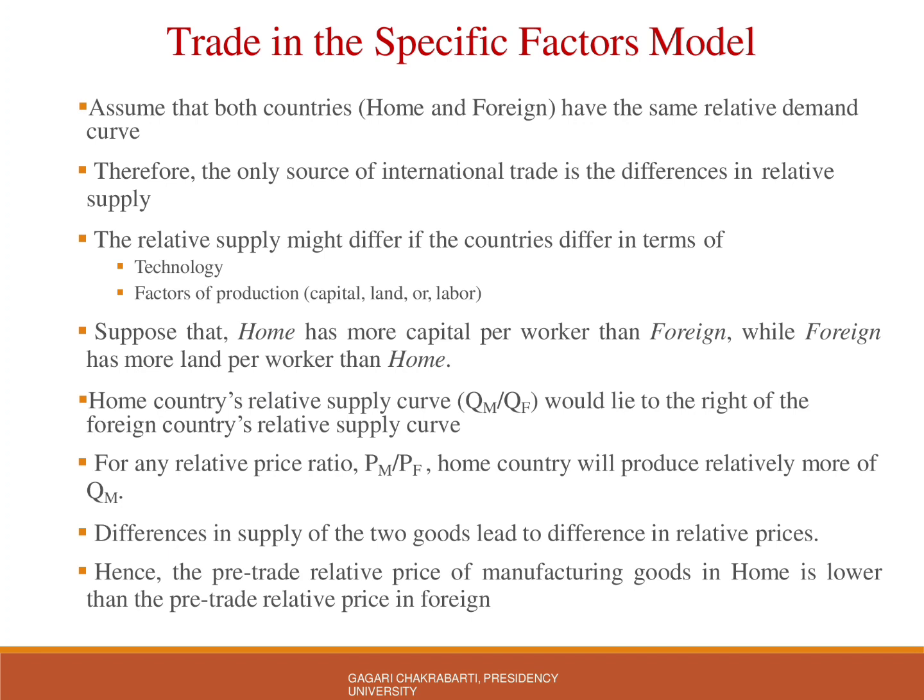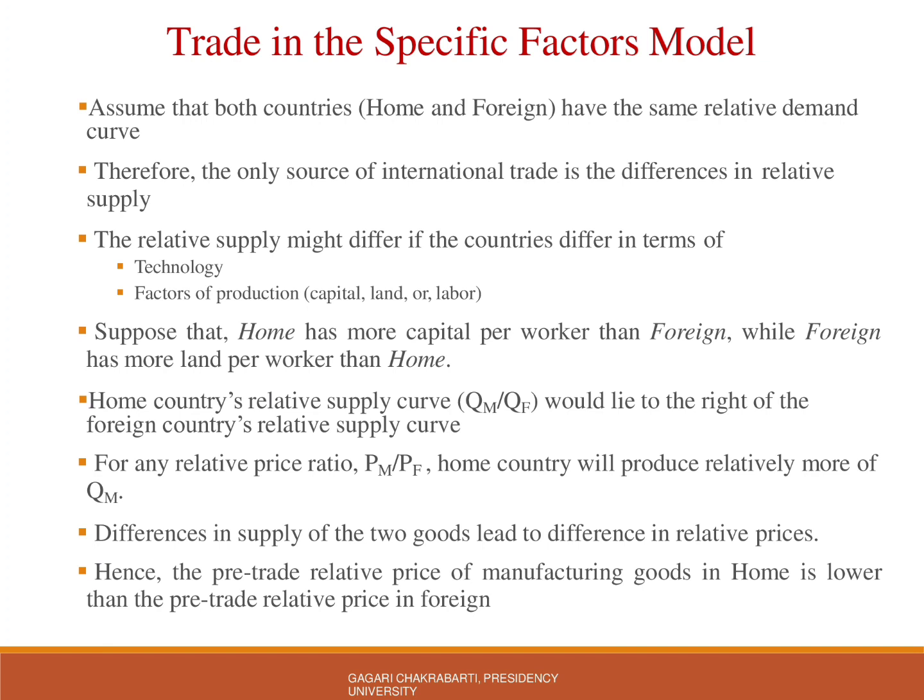So let us now assume that there are two countries, home and foreign. They have the same relative demand curve. Therefore, the only source of international trade is the difference in the relative supply. Now, the relative supply might differ if the countries differ in terms of either the technology or the factors of production. So, here we have three factors of production: capital, land, and labor. Now we make the assumption. We suppose that home has more capital per worker than foreign, whereas foreign has more land per worker than home.